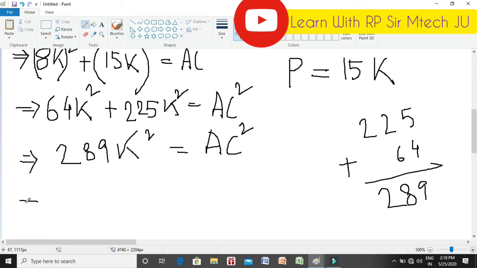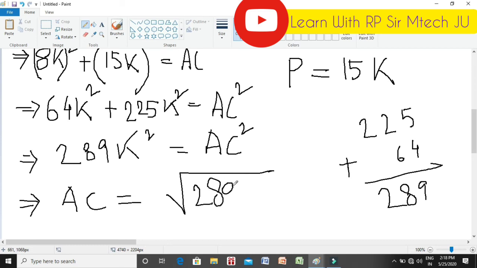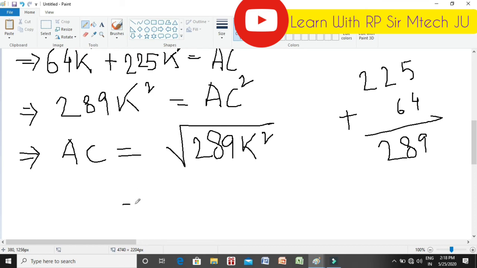So finally, what is AC? AC will be the square root of 289k square. So the square root of 289 is 17, okay, and the square root of k square is k.